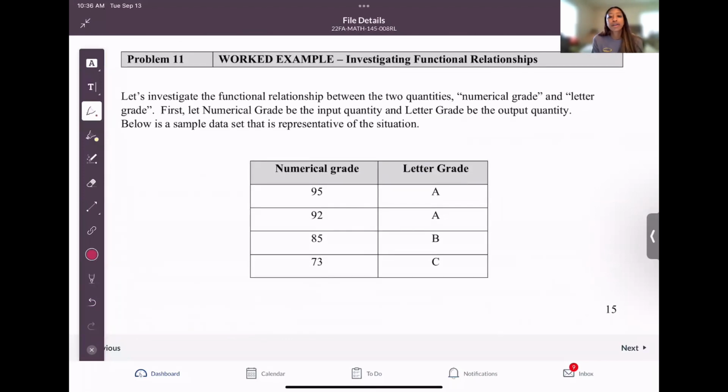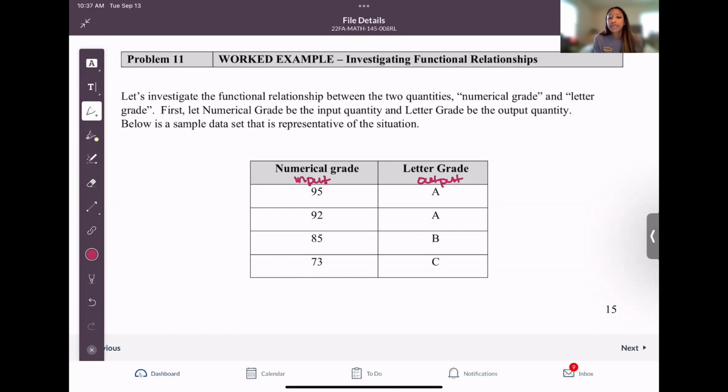All right, going to our example, number 11. Let's investigate the functional relationship between two quantities, the numerical grade and the letter grade. First, let the numerical grade be the input and let the letter grade be the output. So you input your numerical grade and that determines your letter grade. All right, an input of 95 has an output of an A. A 92 is an A, an 85 B, 73 C.